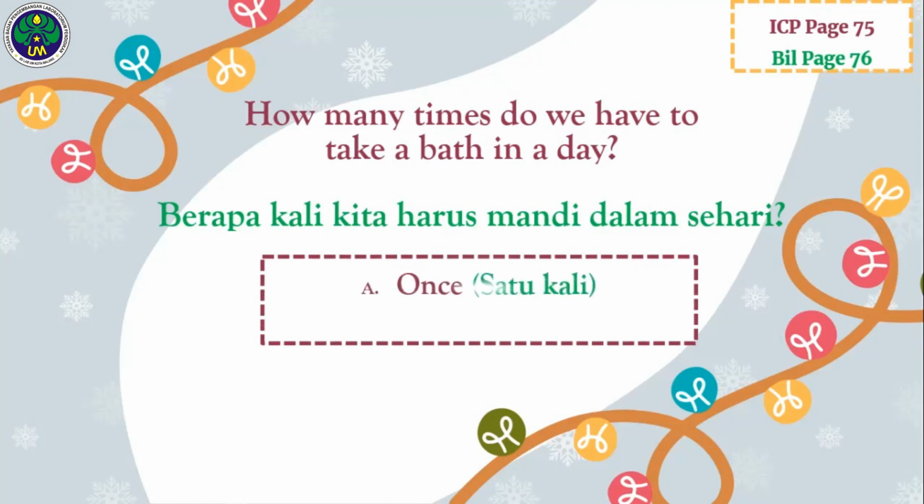Okay. A, once, satu kali. Or B, twice, dua kali. Okay, so for ICP, please write the English one. Kalian tulis yang berbahasa Inggris. And for bilingual, please write the green one, ya, yang berbahasa Indonesia, yang berwarna hijau.